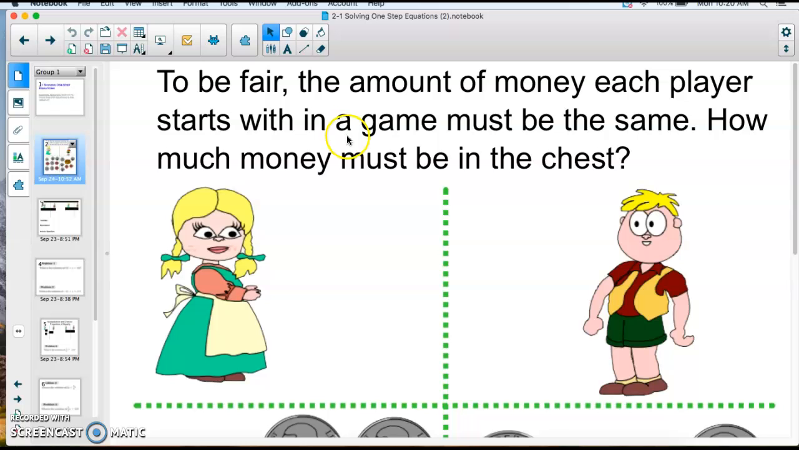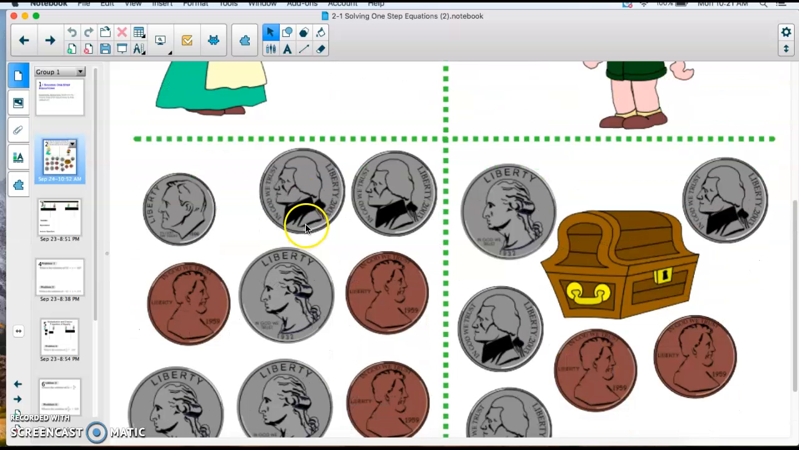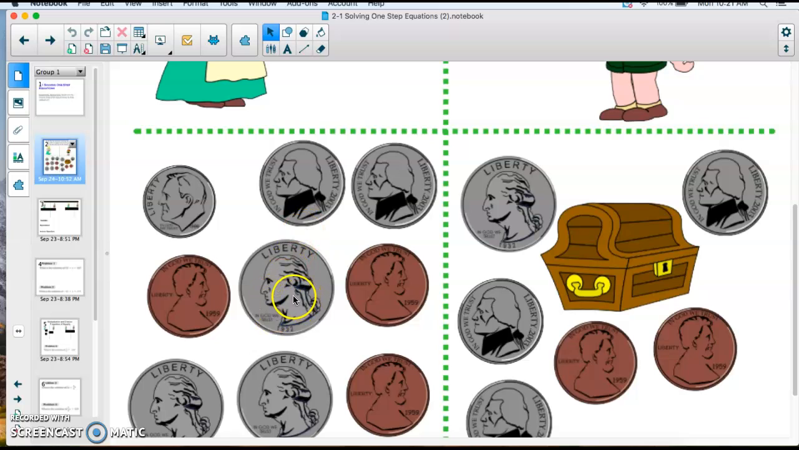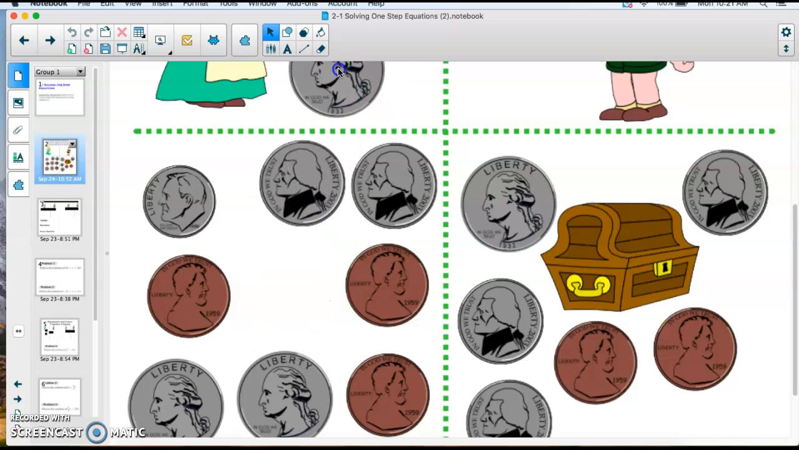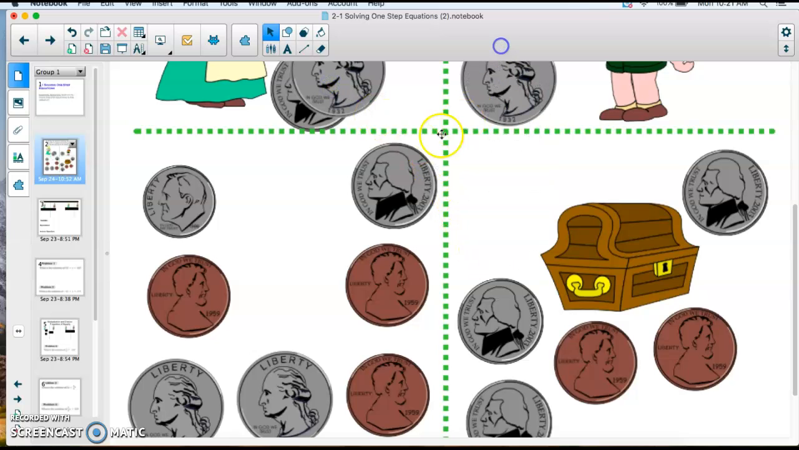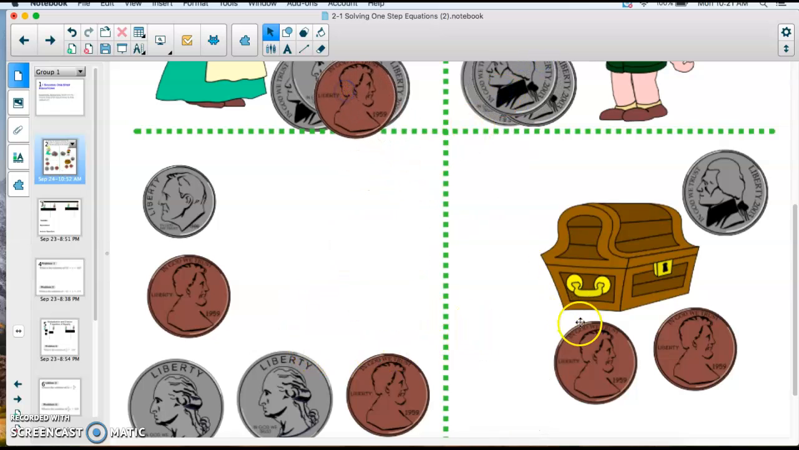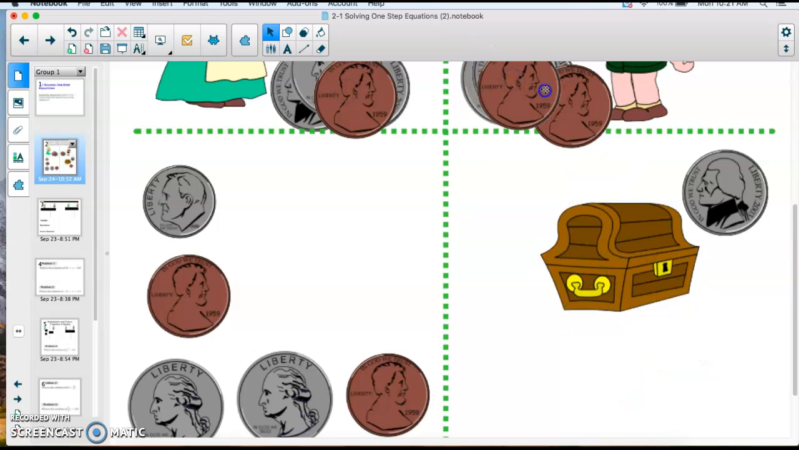All right, so to be fair, we're going to start off with a warm-up problem. The amount of money each player starts with in a game must be the same. How much money must be in the chest? Okay, so this girl right here has how much money? The 1/4. We can drag that up here. He's got 1/4, right? This is just a one for me, one for you situation. And then we got a nickel and a nickel, and another nickel, and then a penny and a penny and a penny and a penny.